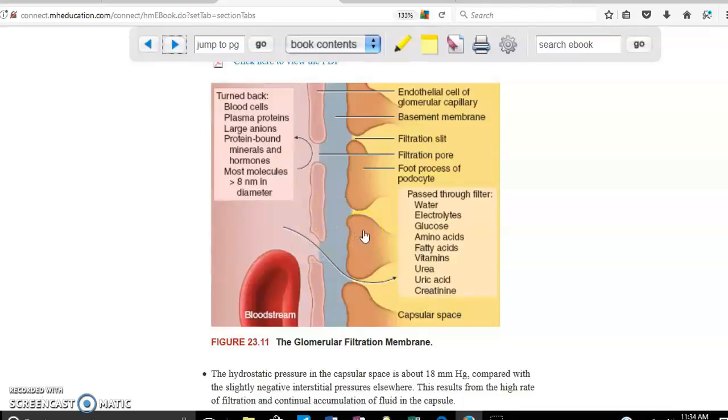So everything that is going to get filtered from your blood into your tubes, where the urine is going to be located, must go through these spaces, through the basement membrane, and through these spaces in between the podocytes. The only things that will get filtered are those that can pass through these. For example, you have a red blood cell in here. Red blood cells cannot cross this, therefore red blood cells cannot be found in urine.